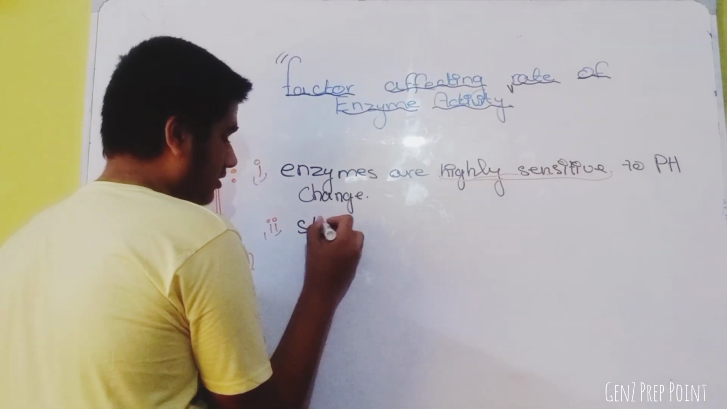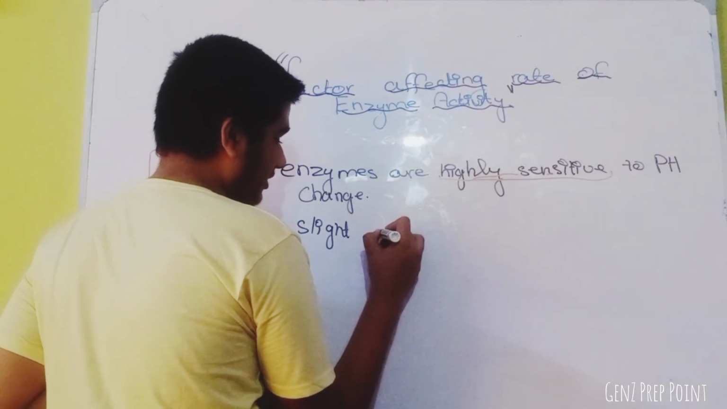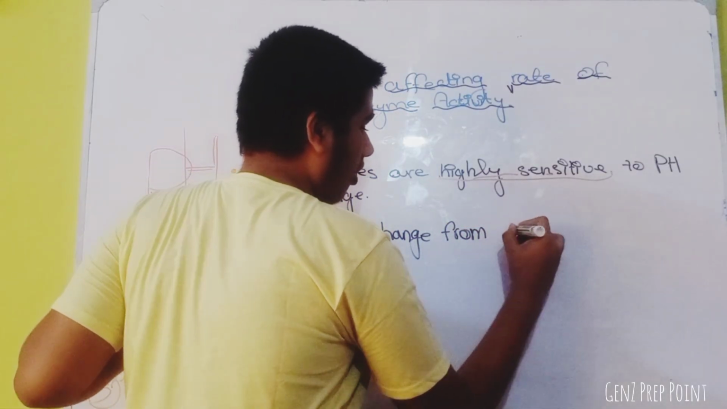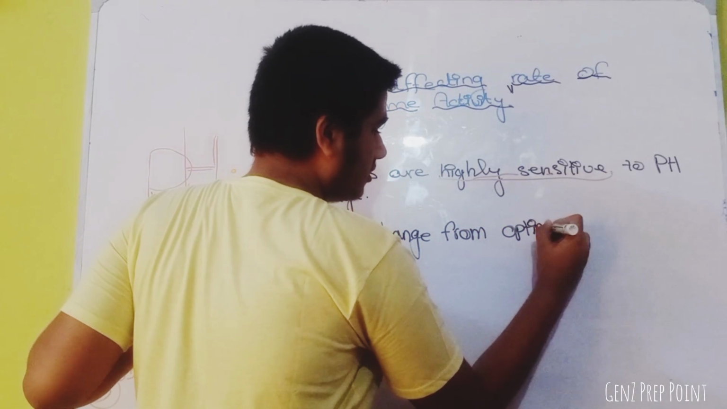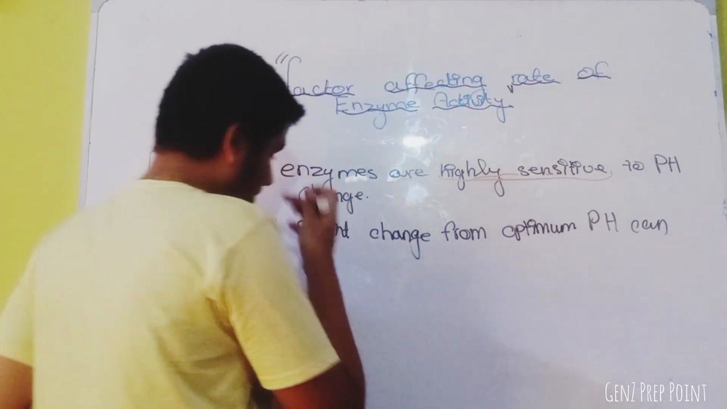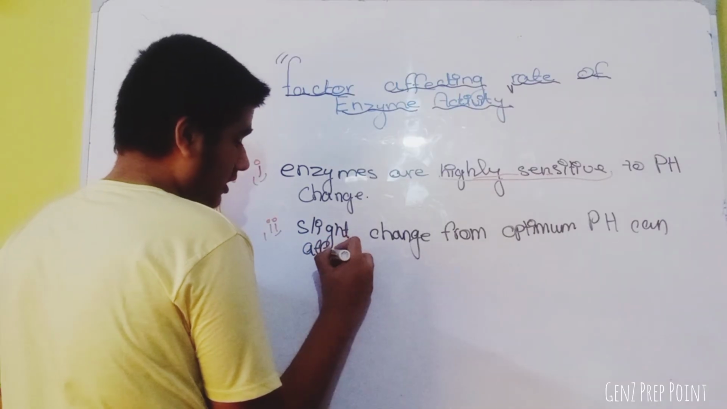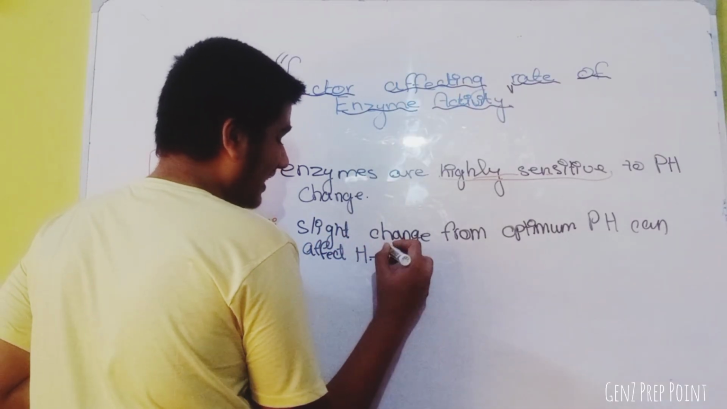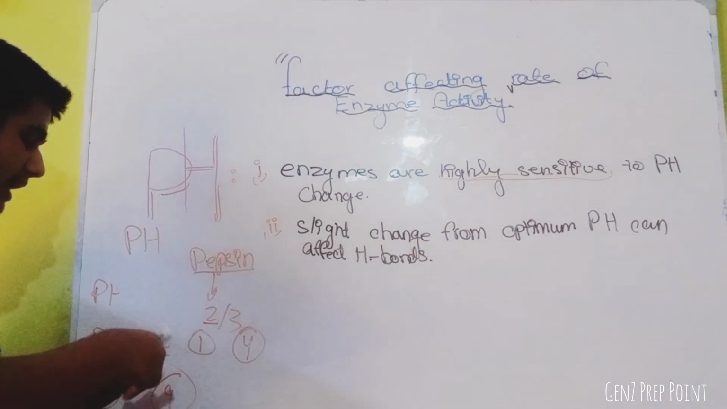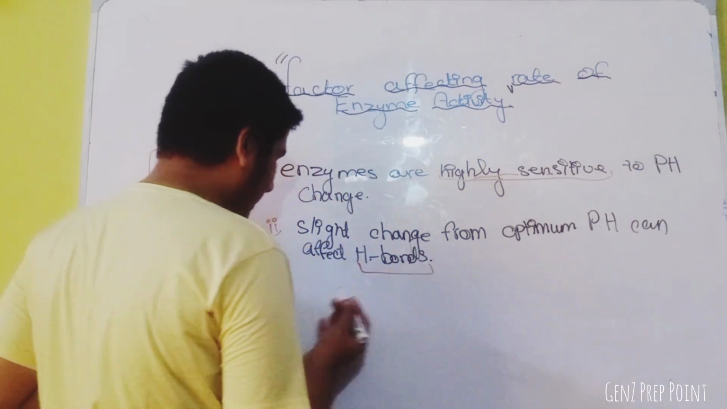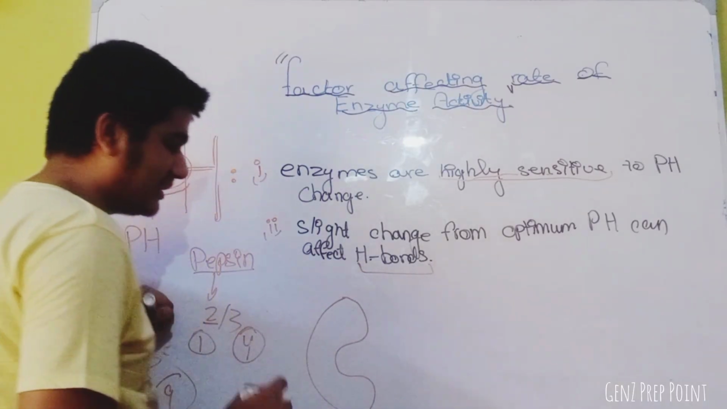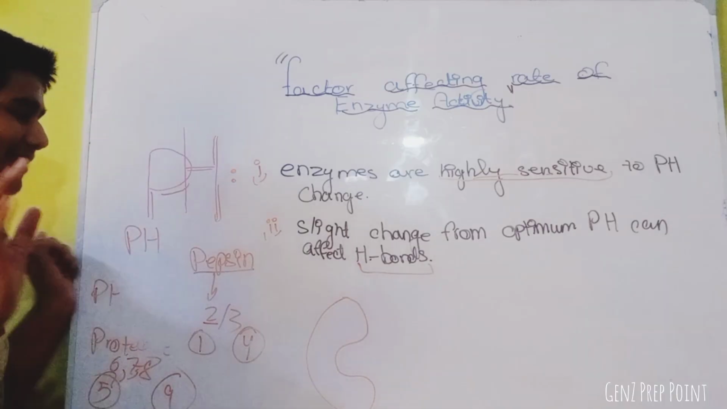Alright, the second: slight change from optimum pH can affect hydrogen bonds. So what the heck are hydrogen bonds? Hydrogen bonds are the bonds that keep the enzyme together. This is an enzyme, just suppose this is a protease enzyme or whatever enzyme it is called.